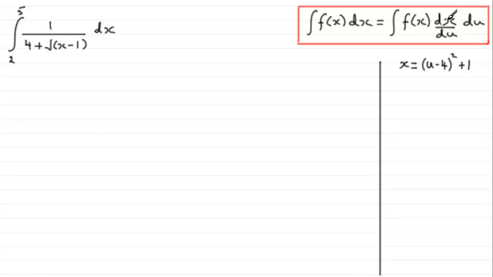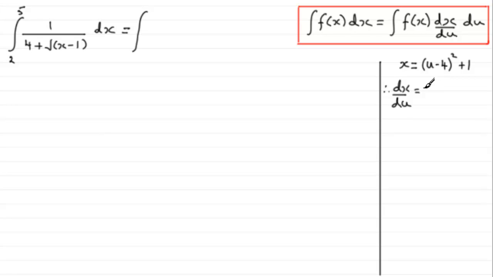So in order to do this integral then, I've got to prepare the way. I've got to find out what dx du is, say. So knowing that x equals all of u minus 4 squared plus 1, I can therefore differentiate this with respect to u and get dx by du. And we're going to need to use the chain rule here.